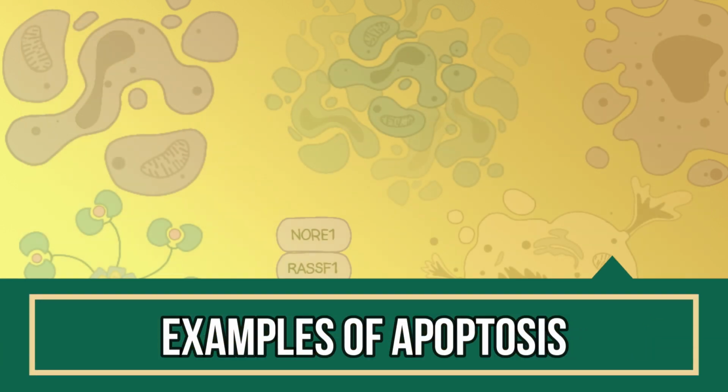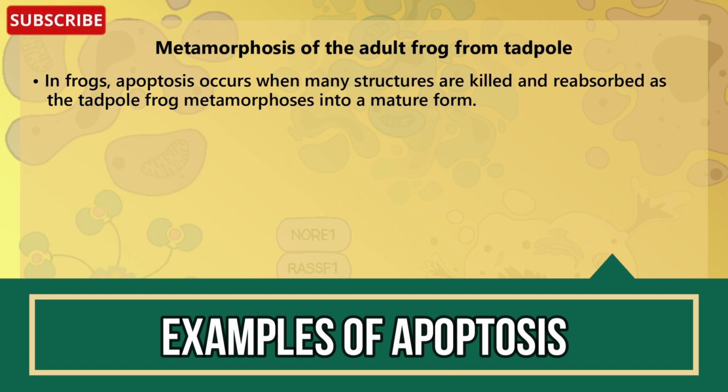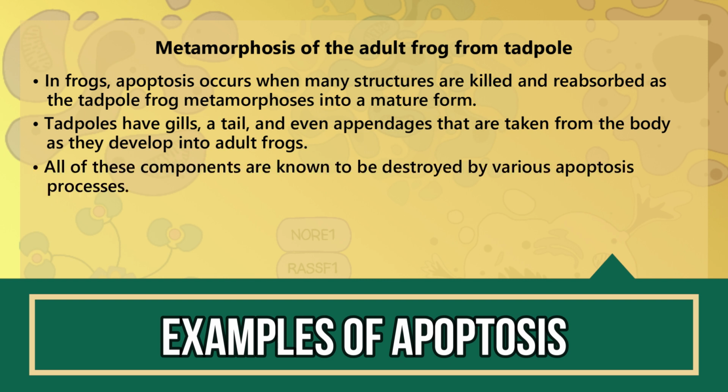Now let's head to the examples of apoptosis. Metamorphosis of the adult frog from tadpole. In frogs, apoptosis occurs when many structures are killed and reabsorbed as a tadpole metamorphoses into a mature form. Tadpoles have gills, a tail, and even appendages that are taken from the body as they develop into adult frogs. All of these components are known to be destroyed by various apoptosis processes.